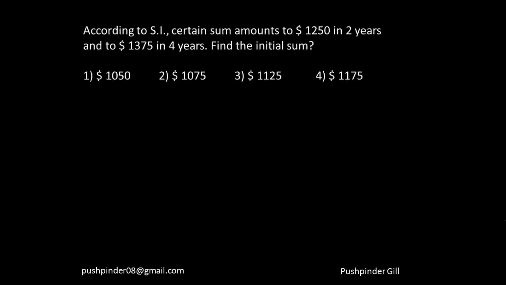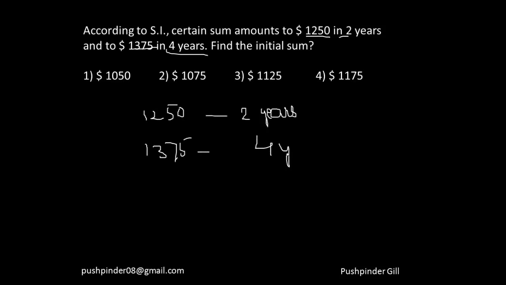According to simple interest, a certain sum amounts to this much in 2 years and this much in 4 years. I have to calculate the initial sum. Even if you don't know the formula, you can still answer these questions. If you apply the formulas, yes, you can calculate it, but let's find a logical way. It is becoming 1250 in 2 years, and it is becoming 1375 in 4 years.